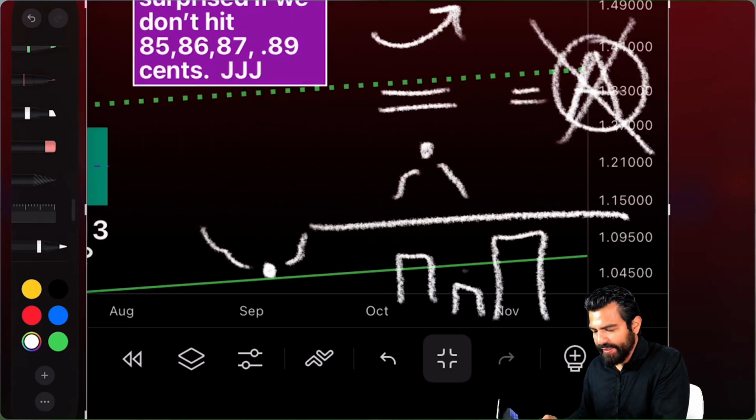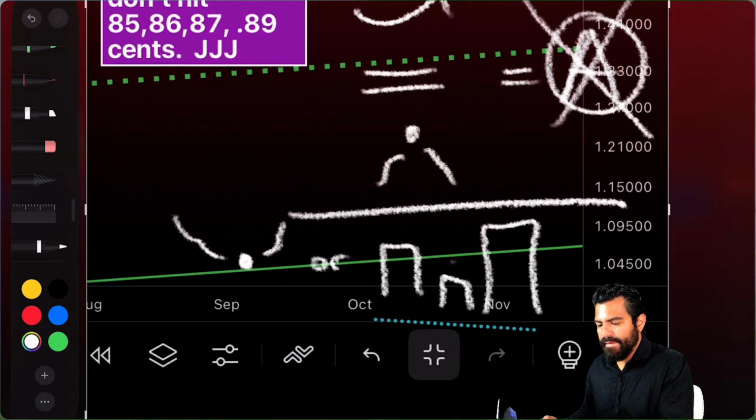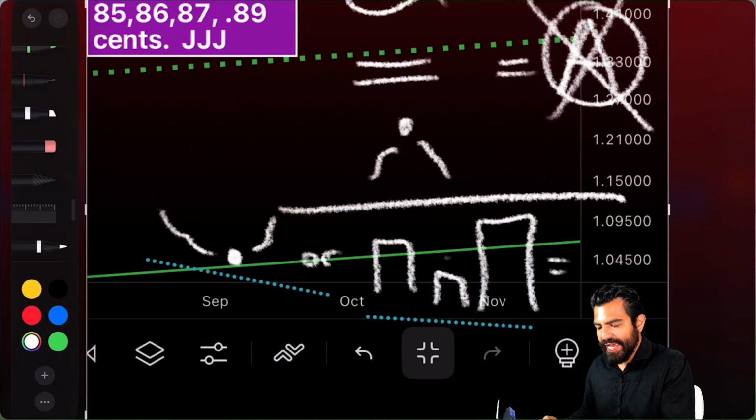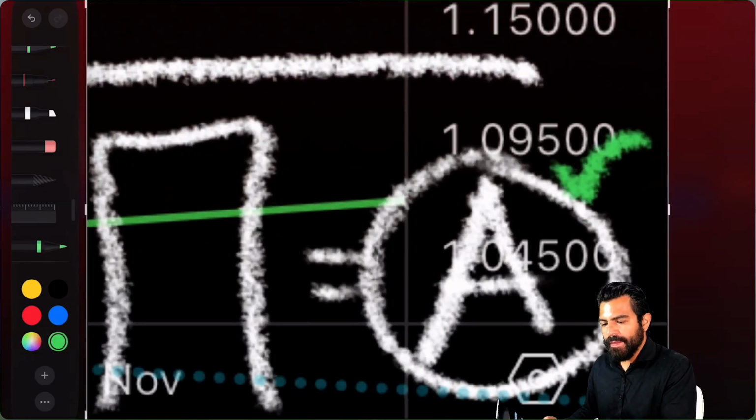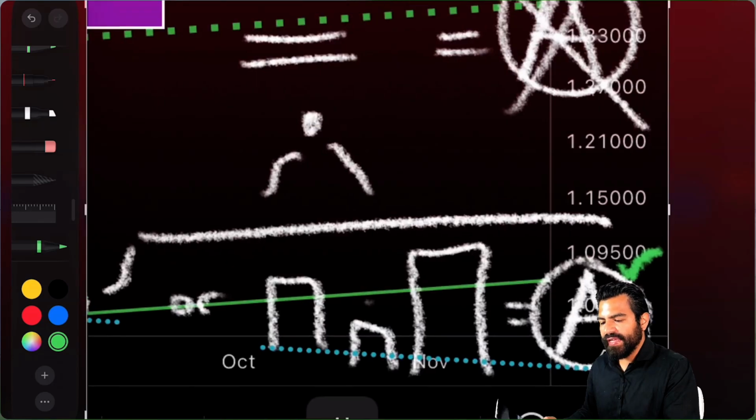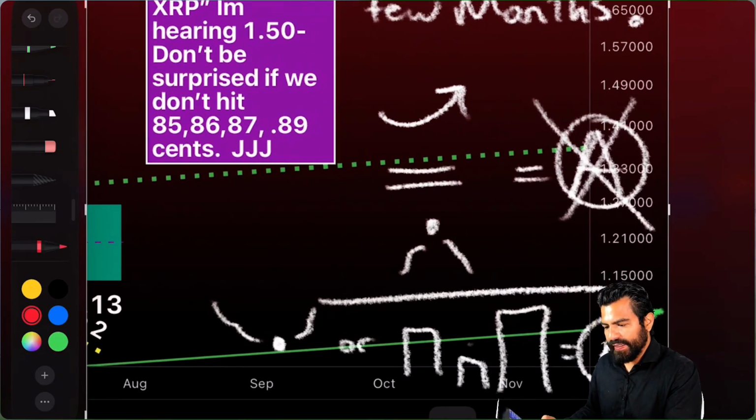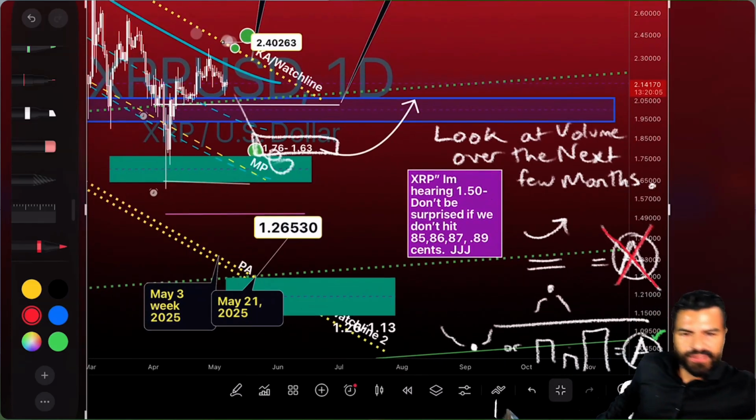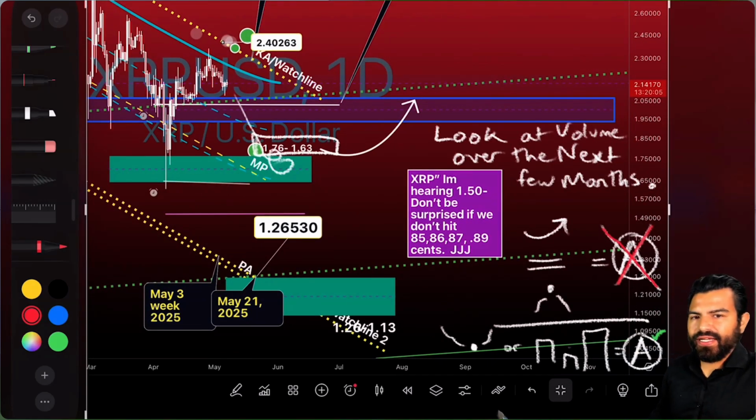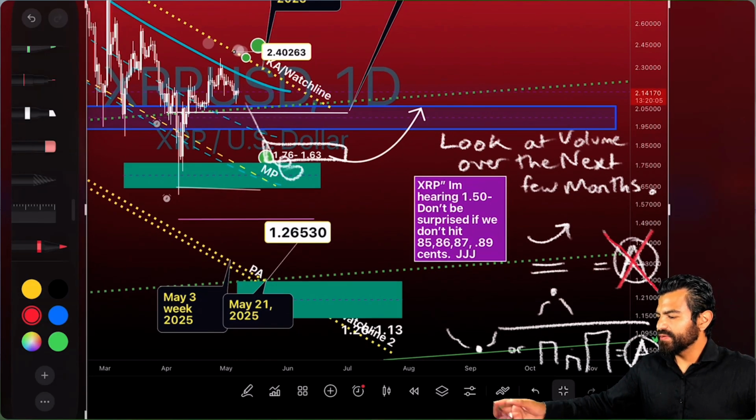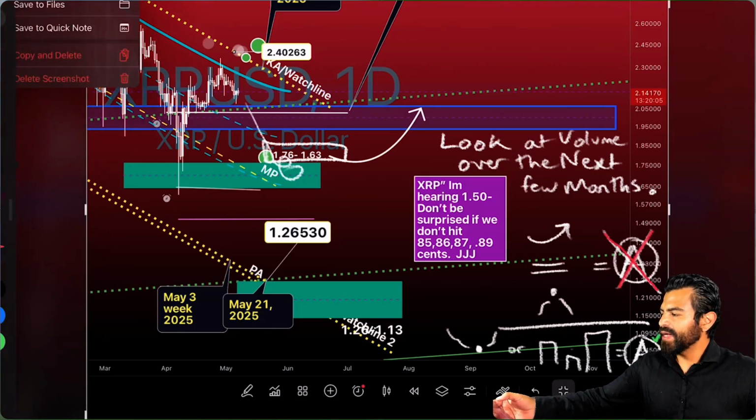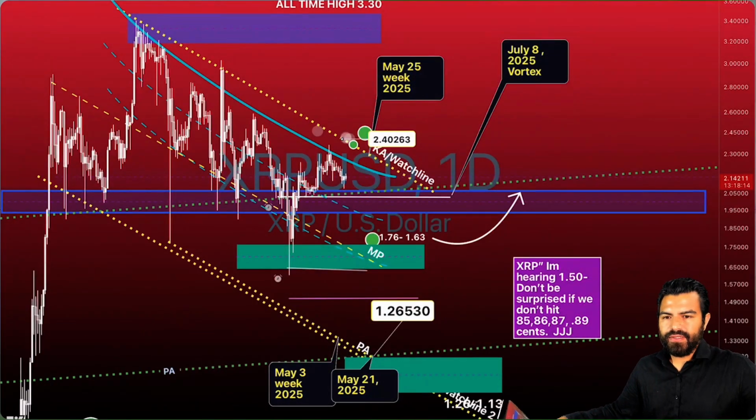If we see these, then that means that the supply has been absorbed, and we'll be looking for that type of scenario. Okay, but in either case, we have not had this just yet. So those are the scenarios that I'm going to be looking at over the next few months. Okay, and we'll come back to it.